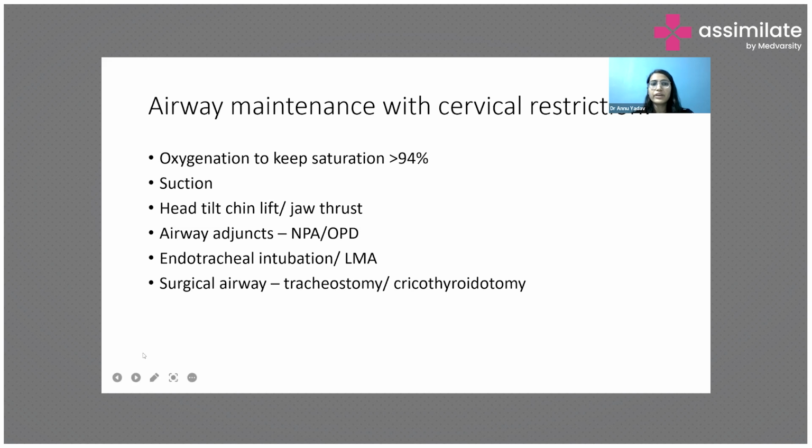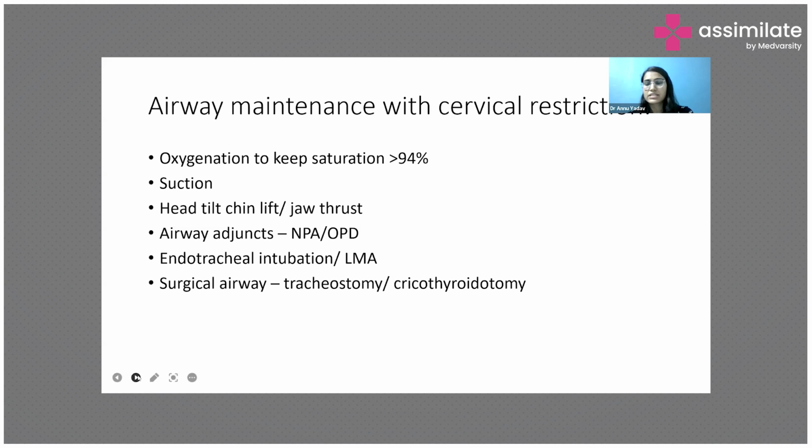So in airway maintenance with cervical restrictions, what we take care of is that we have to make a target for oxygenation, that is more than 94% oxygen. If the patient is not able to maintain this much oxygen, we can start supportive oxygen by non-rebreathing mask, high oxygen flow. Then if there is any secretion in the mouth, any vomitus, any blood secretions, then we have to go for suctioning.